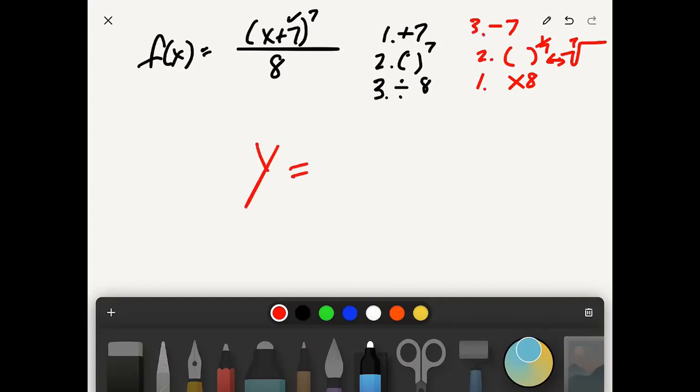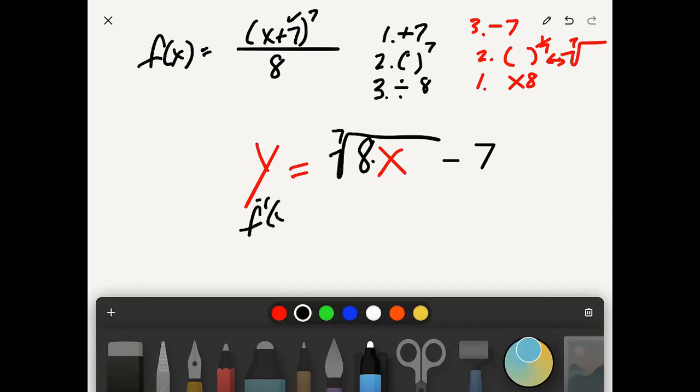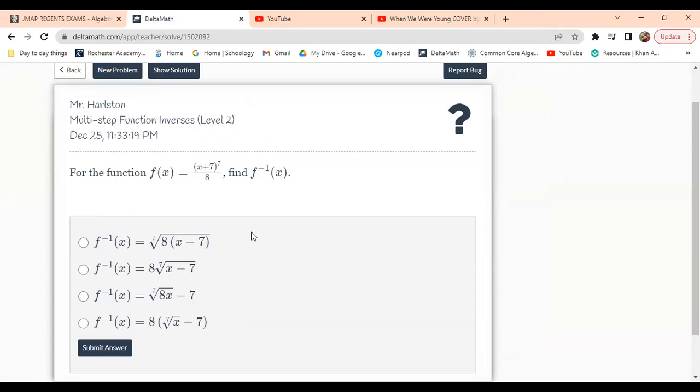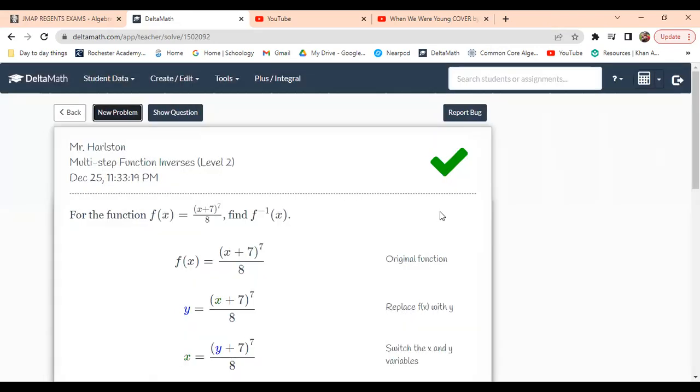So we start with this. And so the very first thing that we're going to do is multiply by 8. And then we're going to take the 7th root. And then we're going to subtract 7. And that's going to be our inverse function. Okay, so if I go back over to DeltaMath, I'm looking for the one that has the 7th root of 8x minus 7. So it would be this one, the third one. Submit it. Says you're absolutely right.